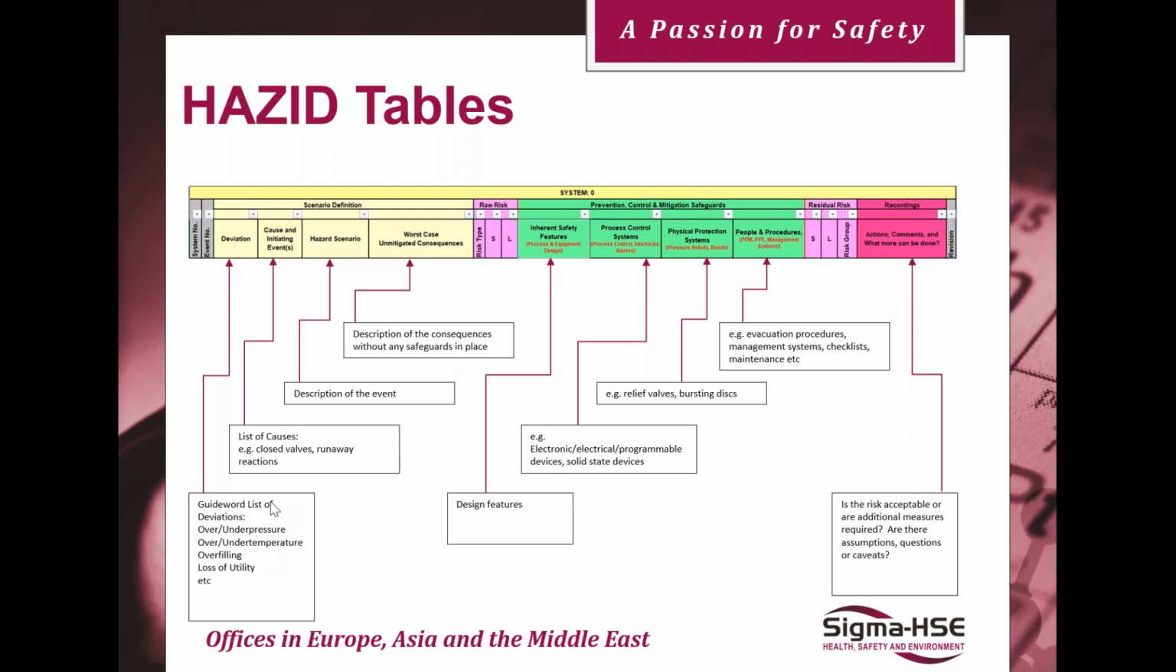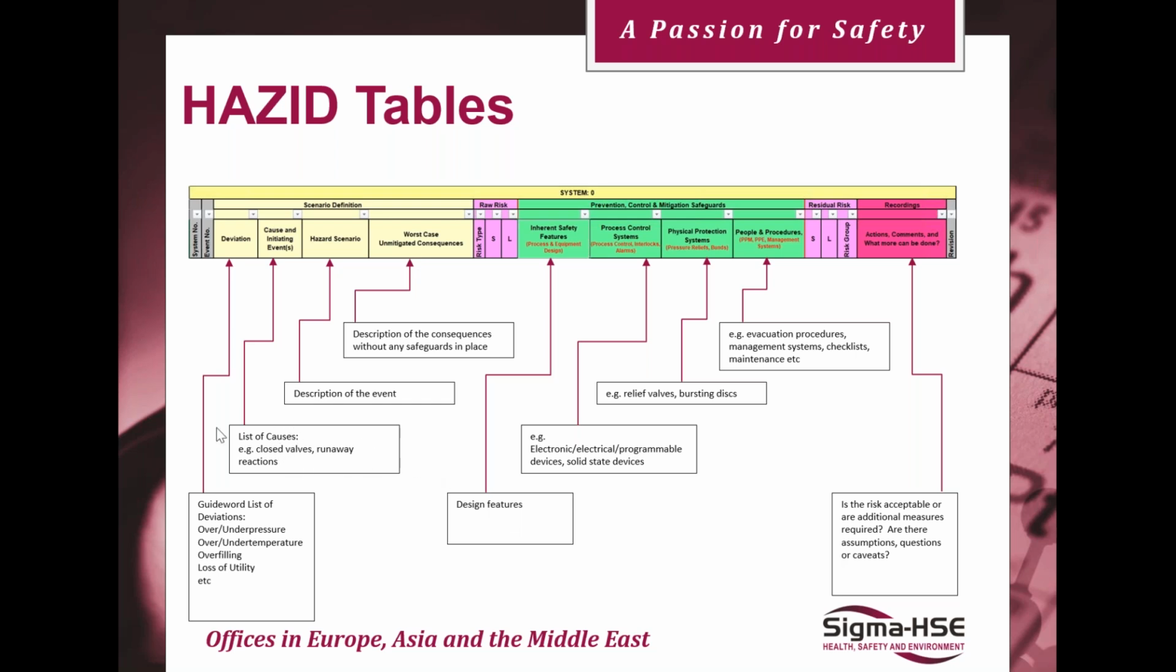In the deviation, we will pick one. And the ones that we normally use are over or under pressure, over or under temperature, overfilling, loss of utilities. There are others as well, losses of containment due to things like impact damage, those kind of things as well. But it's anywhere really that you could get a loss of containment, because as long as it's within the equipment, it shouldn't be too much of a problem for you.